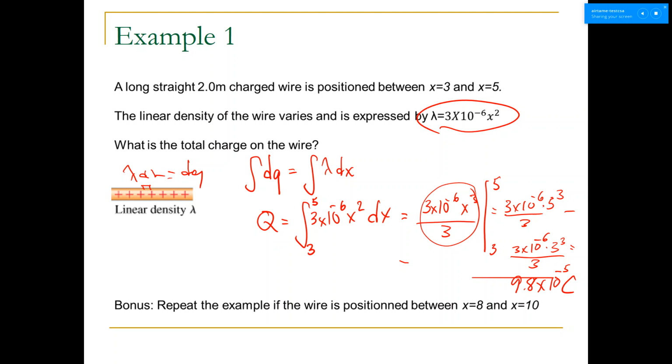Yep, what did you get? 4.8 times 10 to the units. Cool. So it is different, but why? Well, there's actually gain here, but that's not why.